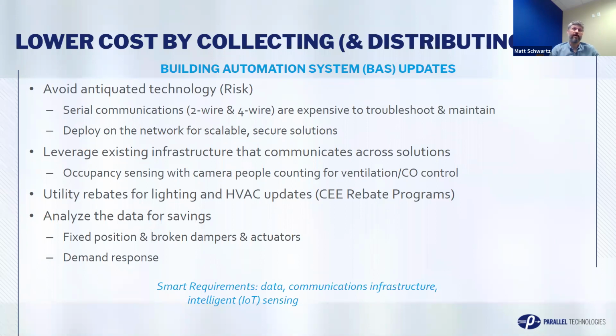And then what does the demand response look like? So can we analyze the information to figure out if the equipment is broken? Absolutely we can. We can take a look and figure out which of these pieces of equipment are operating at peak performance. Smart requirements for systems like this are obviously the data itself. We want to be pushing data between security systems, automation systems, all the different types of systems that are smart inside of the building. We need communications infrastructure, and intelligent IoT sensing is really key to a lot of this. Next slide.